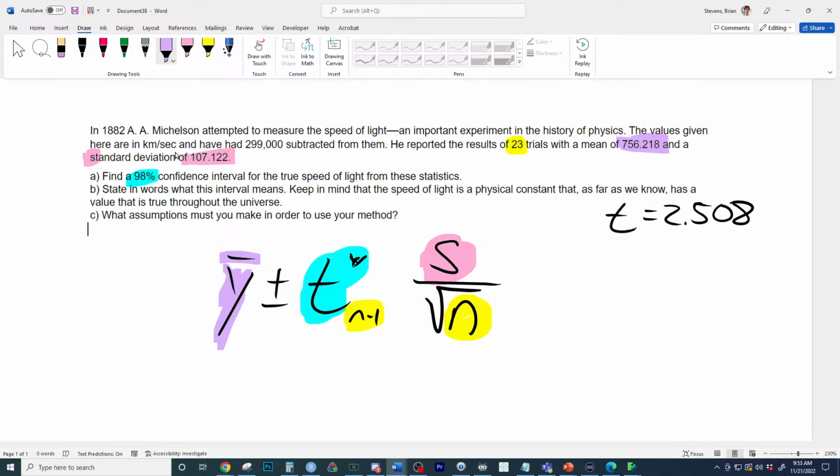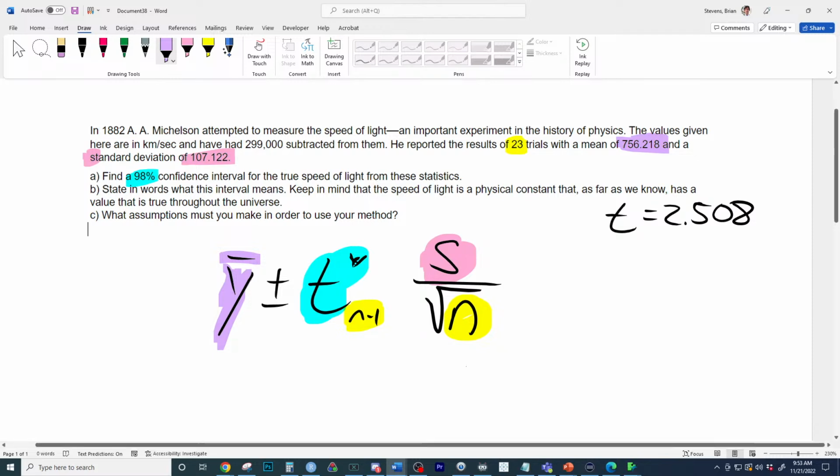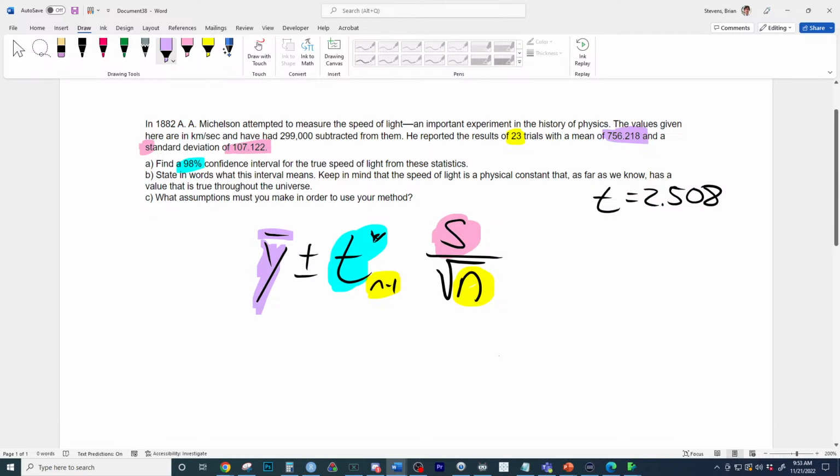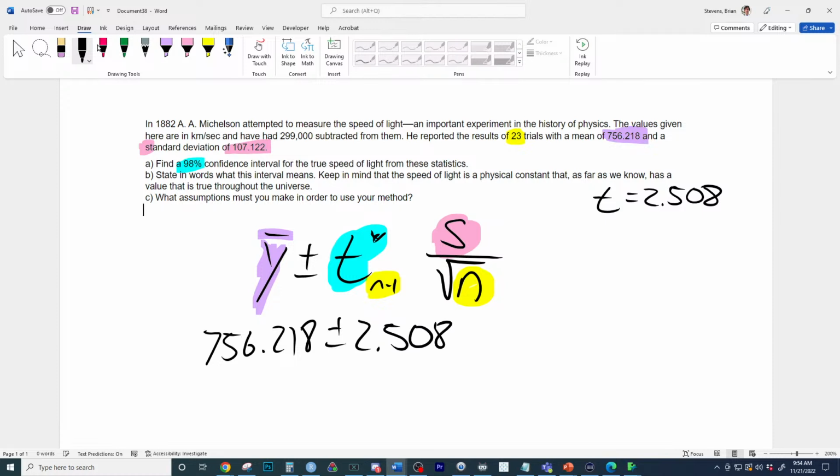So Justin's got a lot of great work. Thank you, Justin, in the chat right there. We've already got a lot of this marked right here so we can see where the notation is. Knowing the notation is going to be huge. The T is usually the hardest one for people to find. So 75.6218. And then standard deviation.